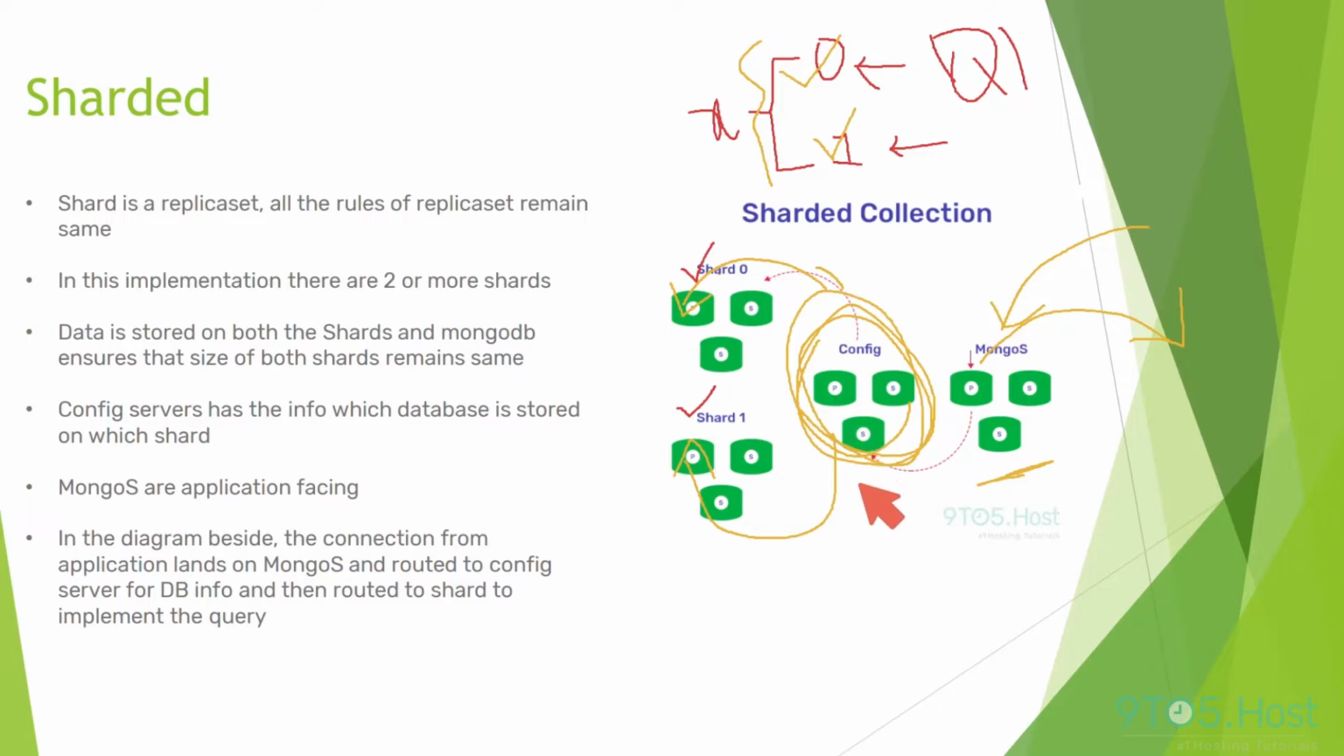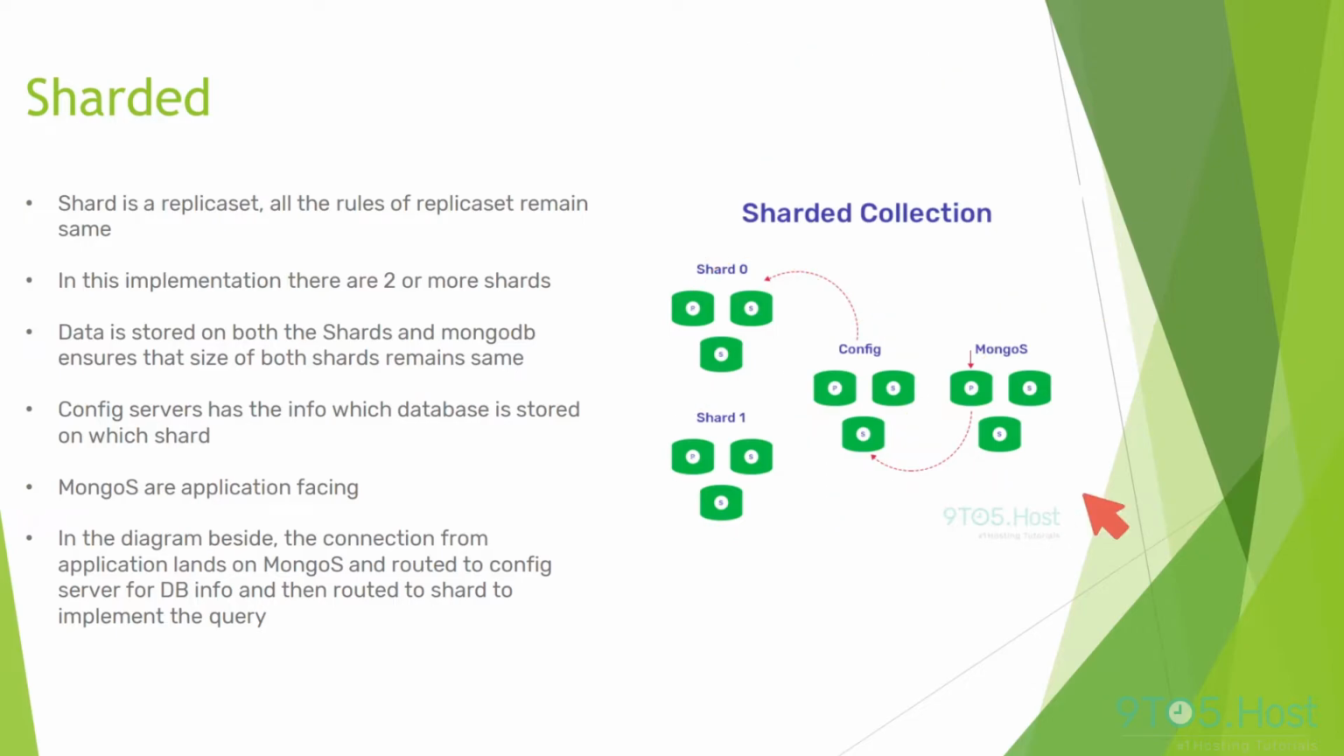So mongos are the listeners, config servers have the information like which shard has what database and all those details on a high level, and then the shards are the ones who actually store the data. So this is, on a high level, the sharded cluster explanation.